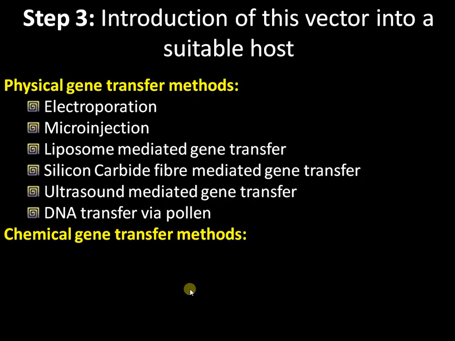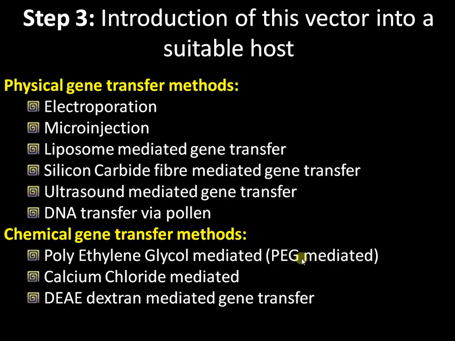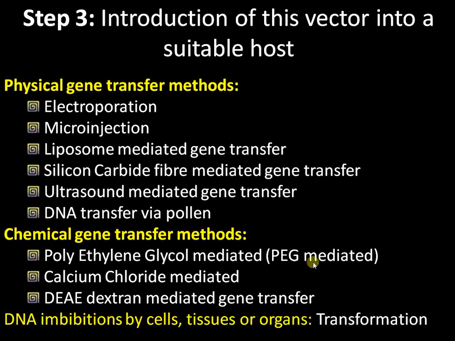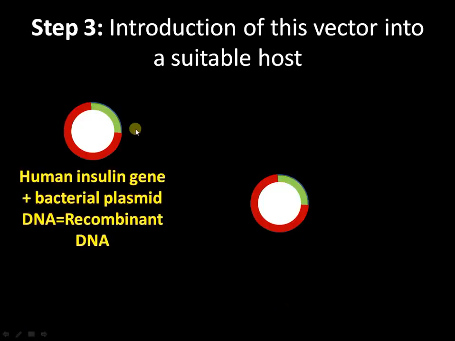And chemical gene transfer methods are there: PEG-mediated gene transfer, calcium chloride-mediated gene transfer, dextran-mediated gene transfer. Or certain cells like bacteria are capable of taking up gene from the surroundings. The process is called transformation. So now we have our insulin gene incorporated in the vector. So we need to introduce this insulin gene into a host.